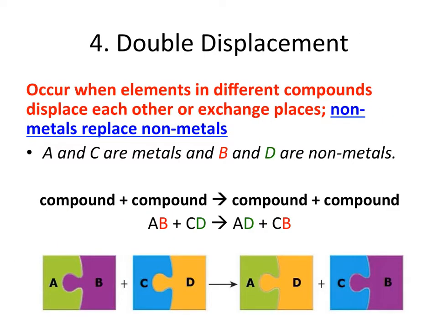Double displacement is when we have elements, again, replacing other elements in compounds. So there's no lone elements. There's a compound and a compound, resulting in a compound and a compound. Now, you have to pick one. Either you replace the metals with the metals or the nonmetals with the nonmetals. If you replace both, well, you get the same thing. So in this case, we're just going to replace the nonmetals with the nonmetals. So here we have B and D, and you can notice that they switch places, D and B.